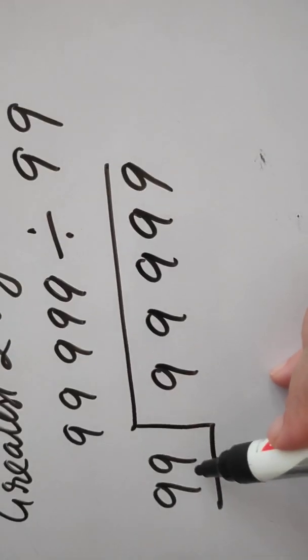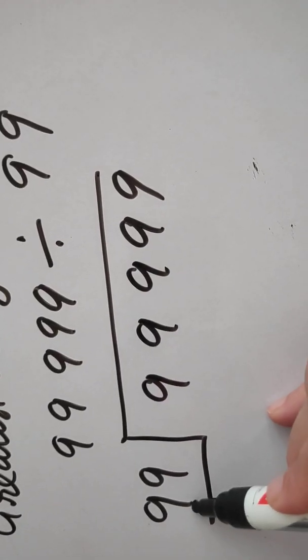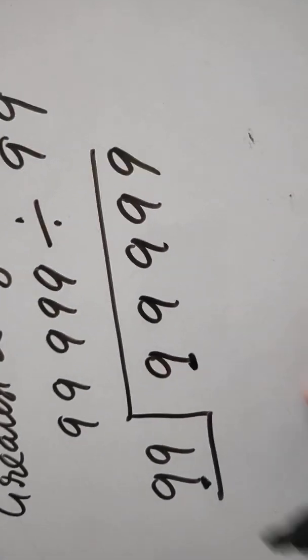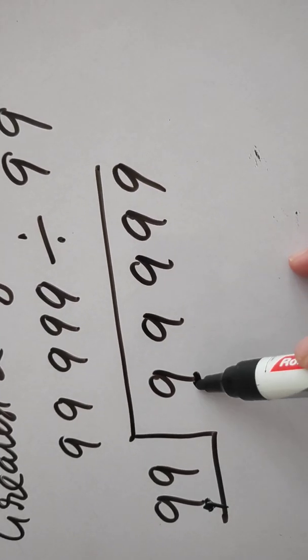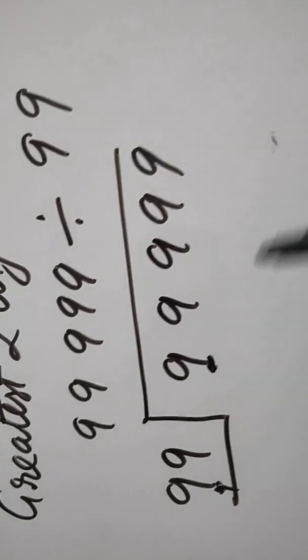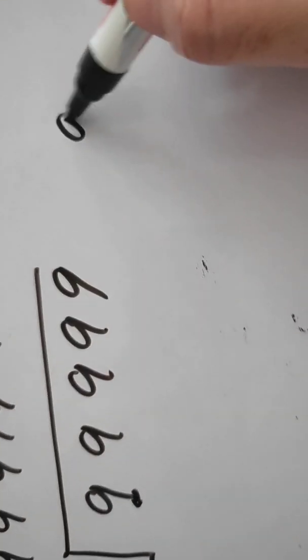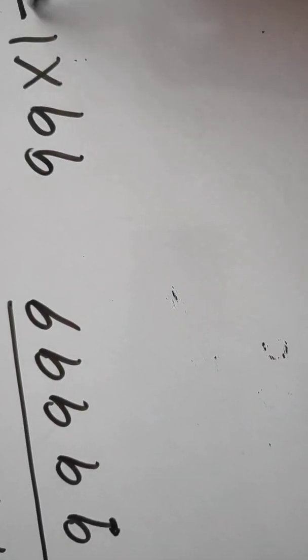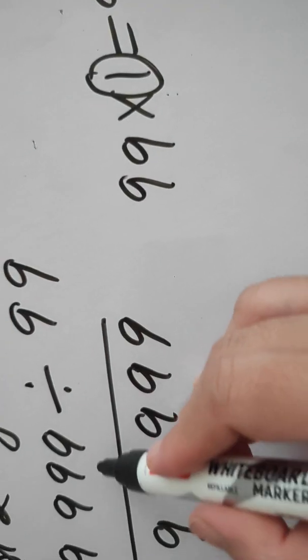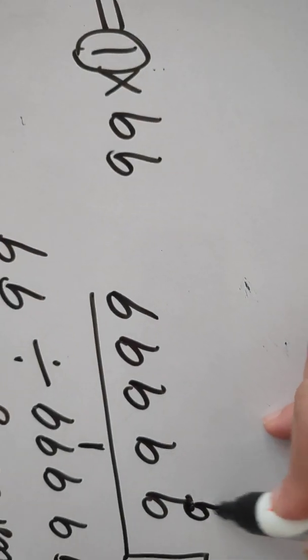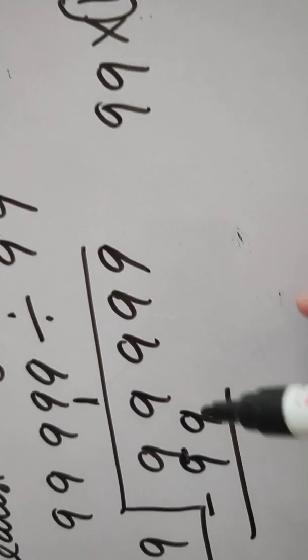In the divisor there are 2 digits. So firstly we will check with the first digit, and from the dividend also we will check the first digit. We will check in the table of 9 where 9 comes. So it comes on ones. So 99 multiplied by 1, same number. So your quotient is 1 and the product is 99.